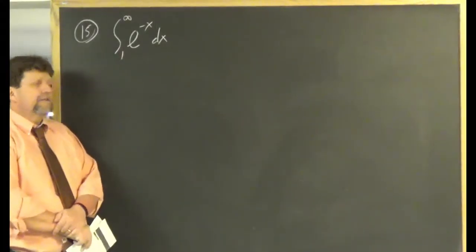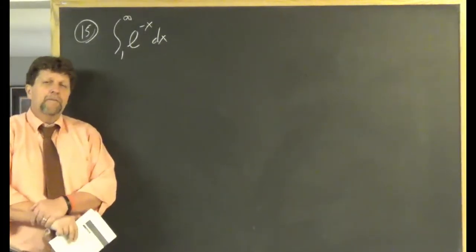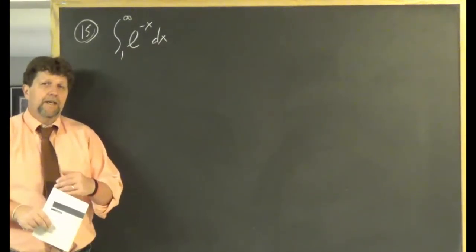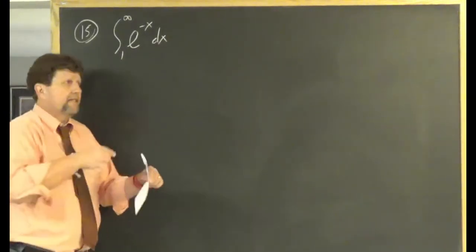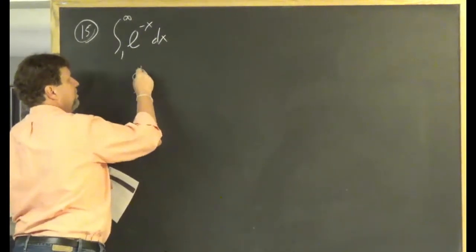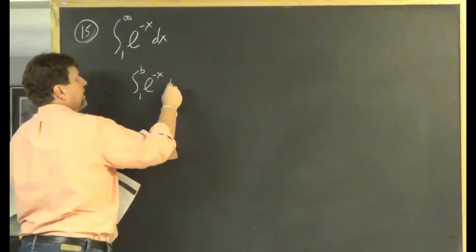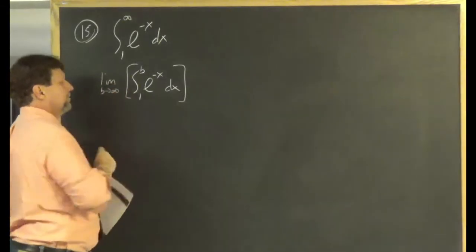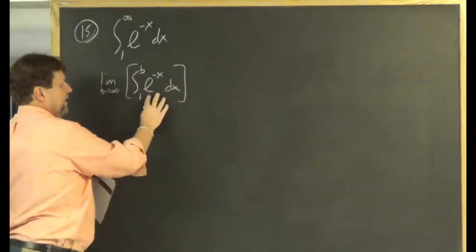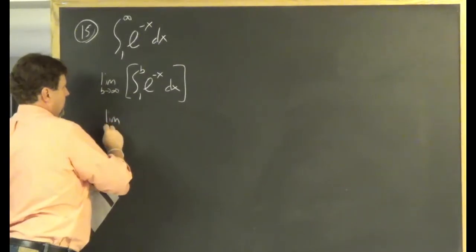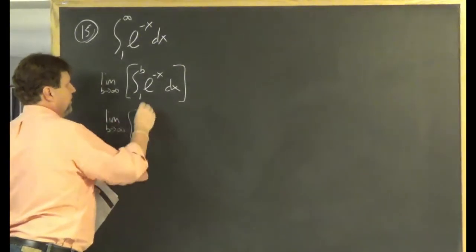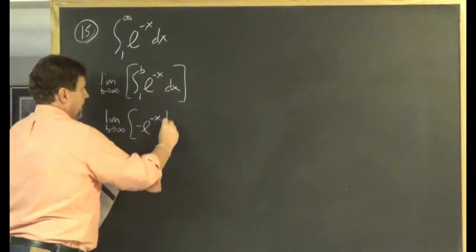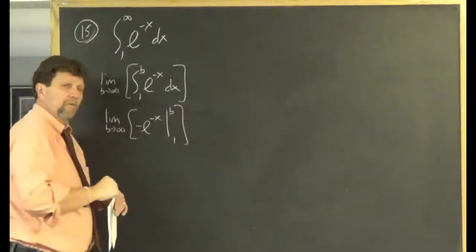Hey folks, number 15, you're asked to integrate from 1 to infinity e to the negative x dx. So hopefully the first thing you said was, I can't do this. But instead, I can integrate from 1 to b e to the negative x dx. And then out front, you put this limit statement. Now you attack the integral that's inside. The antiderivative of e to the negative x, that's just negative e to the negative x. Going to evaluate that from 1 to b.